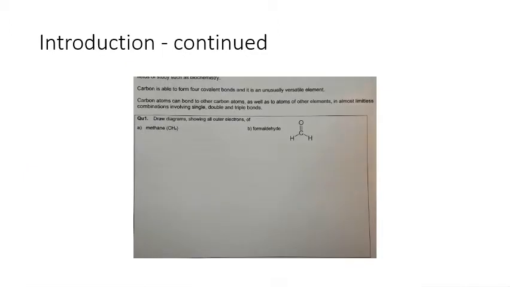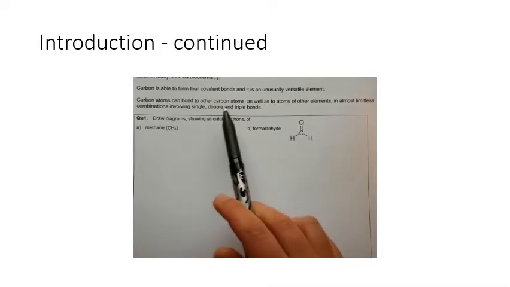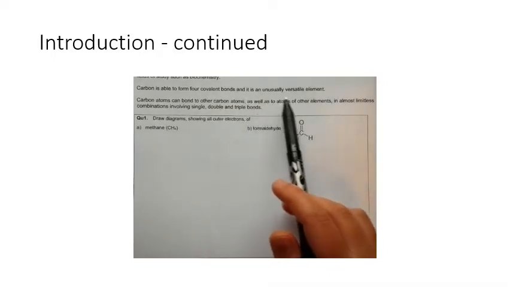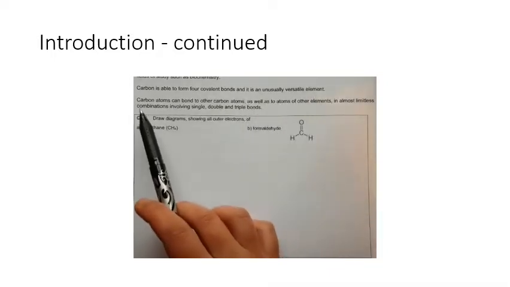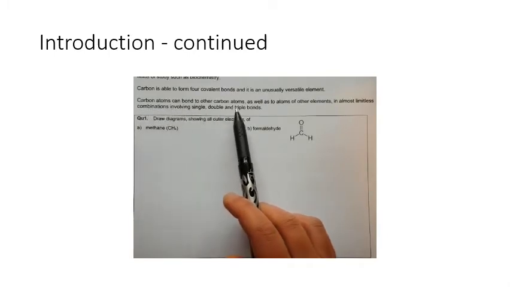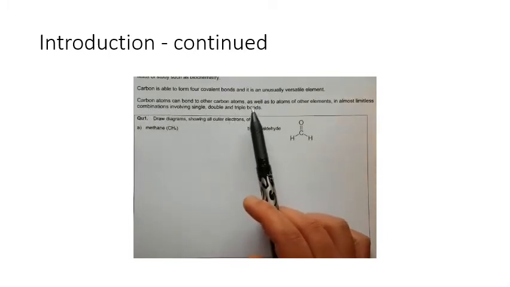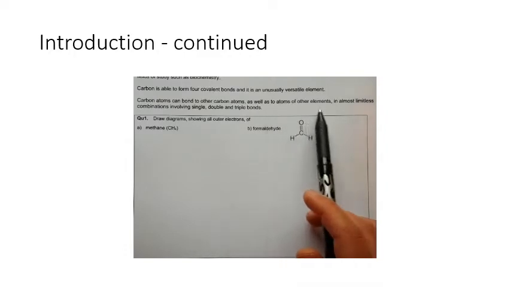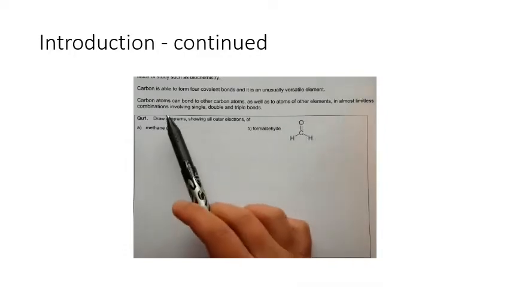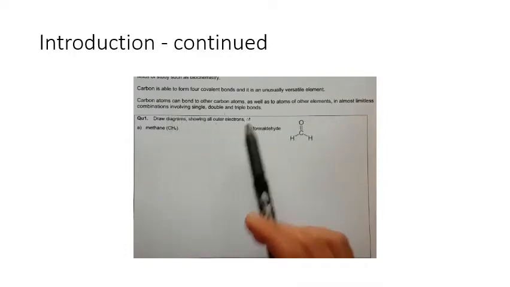So part of the reason why carbon is involved in all of these different products, from living things to plastics to paracetamol, is that carbon is able to form 4 bonds, and in chemistry this makes it an unusually versatile element. Carbon atoms can bond to other carbon atoms, meaning that they can form chains, and they can also bond to atoms of other elements in almost limitless combinations involving single, double and triple bonds.